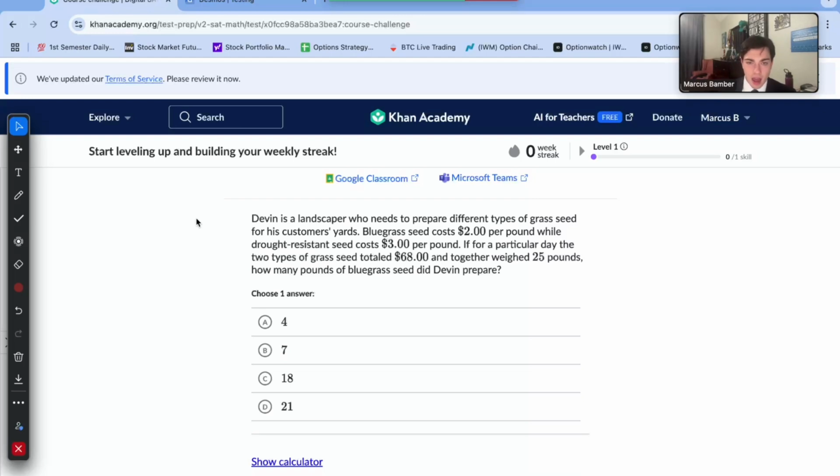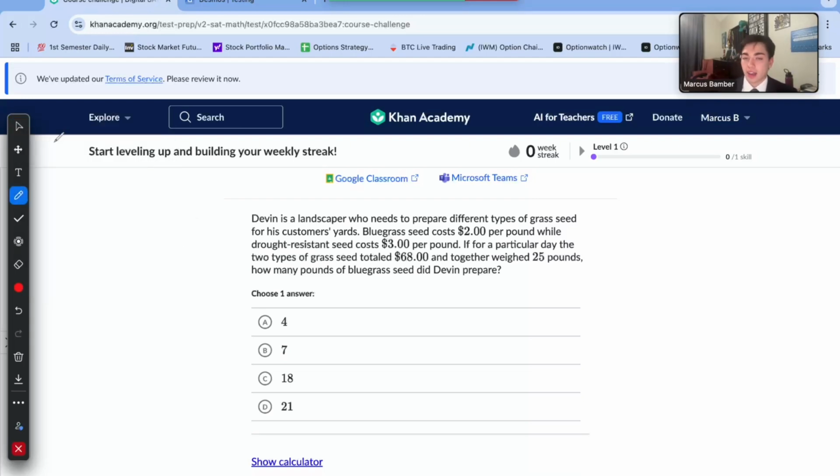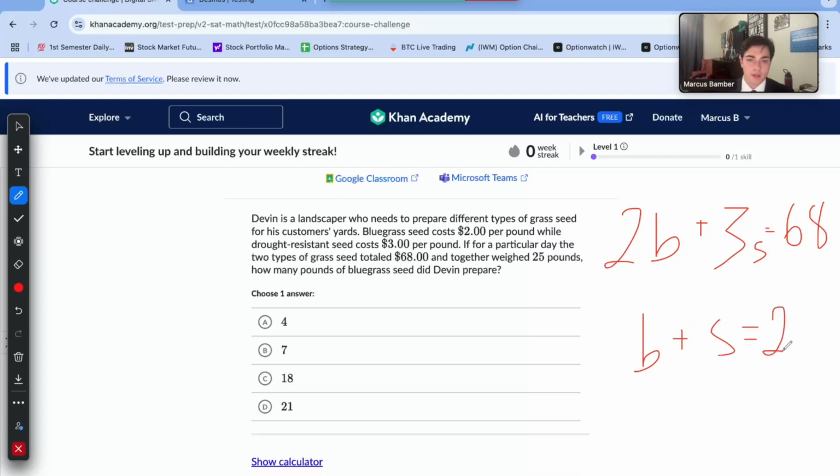We're going to be setting up a system of equations, unlike the previous one that we set up as a system of inequalities. So bluegrass costs $2 a pound, so we'll say 2B. And drought-resistant seed, we'll call that S. It costs $3 a pound, so we have 3S. 2B plus 3S. If on a particular day the two types of grass seed total $68, all dollars become one equation, and together weighed 25 pounds, so B plus S equals 25. How many pounds of bluegrass seed? So we're looking for B.